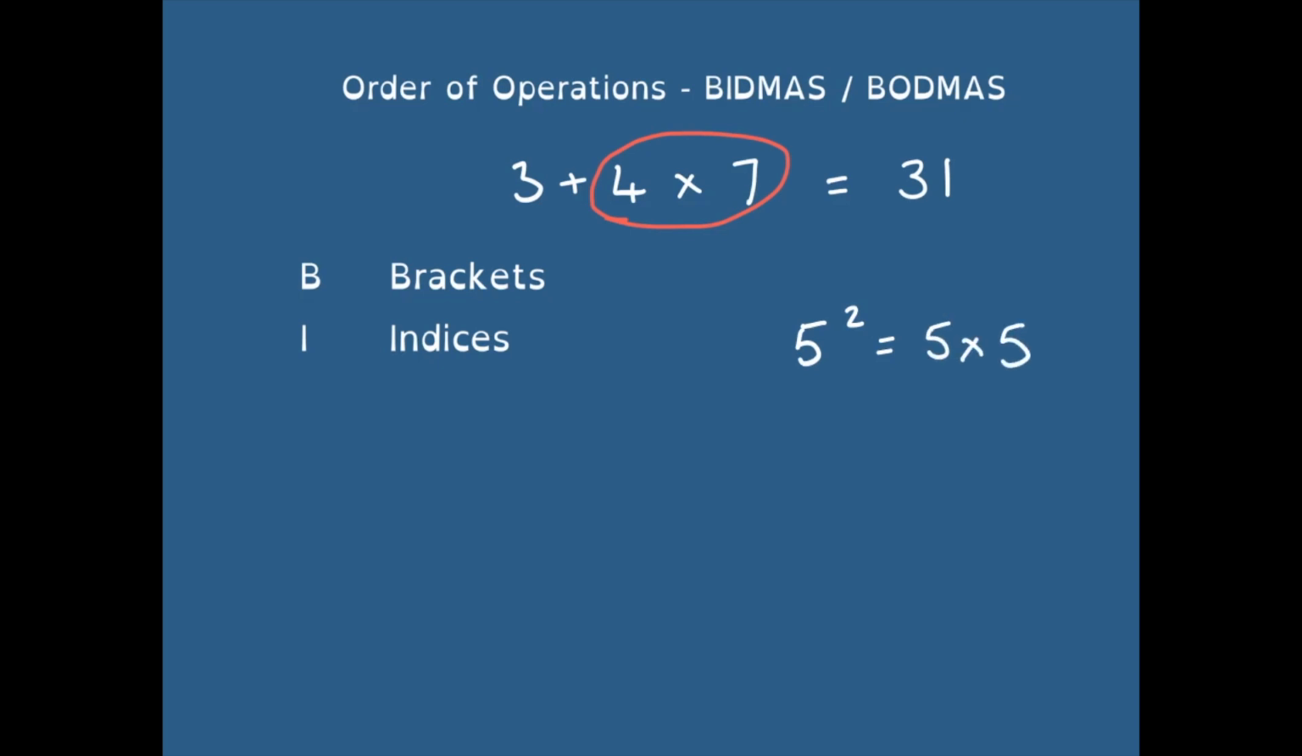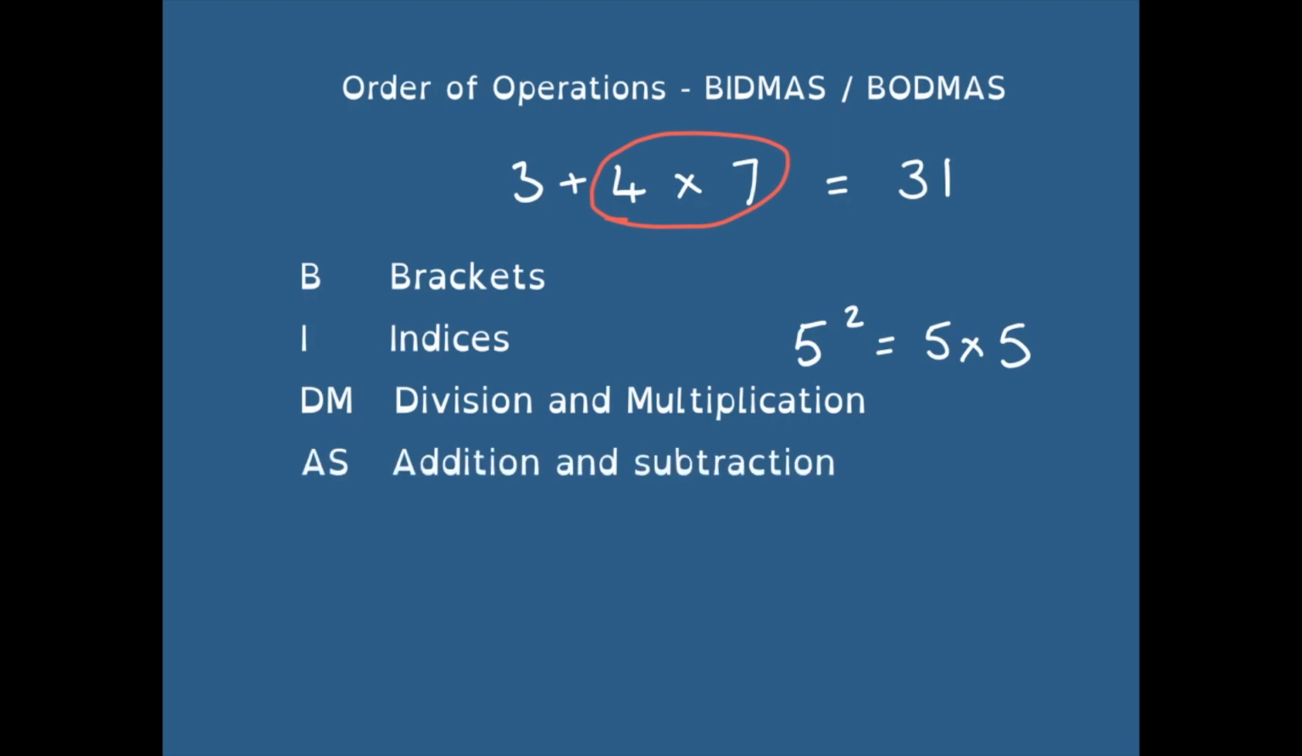Next, we do any division and multiplication. Now, these two have equal precedence, so if there's both a division and a multiplication in a question, then do them in the order that they appear, working from left to right. Finally, we do any addition and subtraction, and again, these have equal precedence, so we do them in the order they appear. So looking at the first letters of each word, they spell out Bidmas, and we use that to remember the order. Sometimes people call this Bodmas instead.